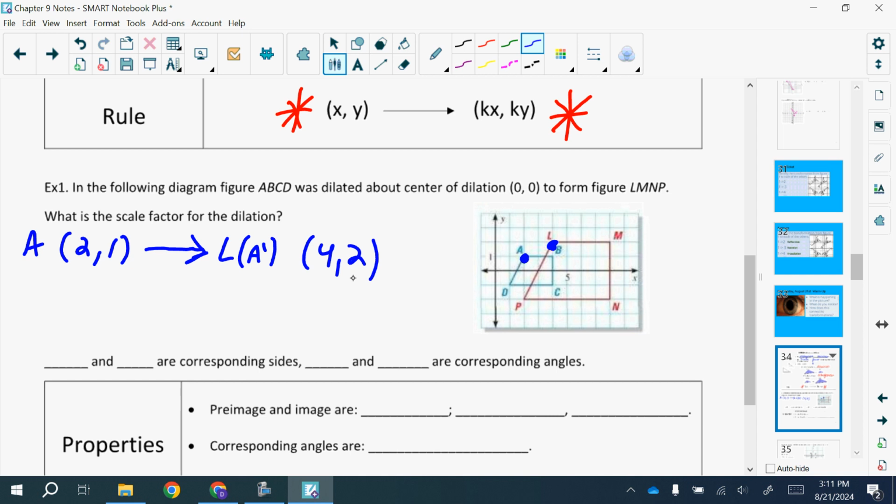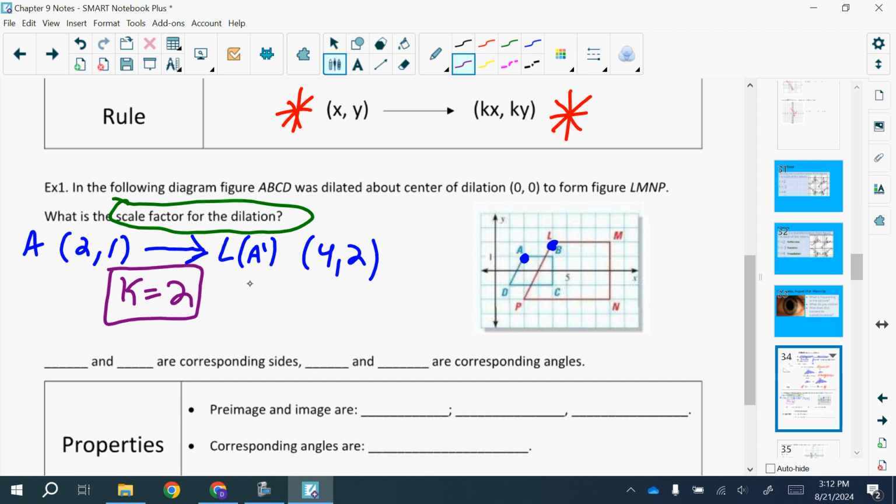What they want us to find is the scale factor for the dilation. So basically we have to ask ourselves, how do we get from 2, 1 to 4, 2? Well, clearly we just multiply 2 and 1 by 2. Our scale factor is 2.